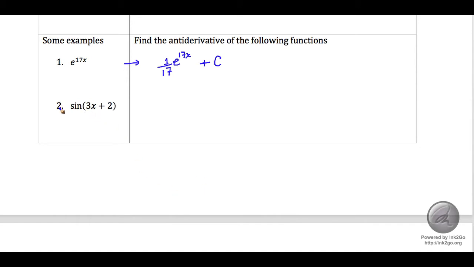Second example, the sine of 3x plus 2. For its antiderivative, I'm going to deal with the outside function first. This will be cosine of 3x plus 2. And we're going to have to add this negative in the front here, because the derivative of cosine is actually negative sine. And we have to keep in mind that the chain rule still applies. If we were to take the derivative of cosine of 3x, you would get a 3 in the front. So we have to adjust for that by dividing this by 3.